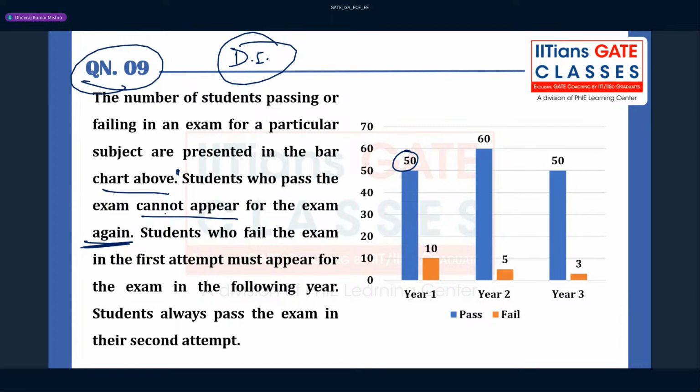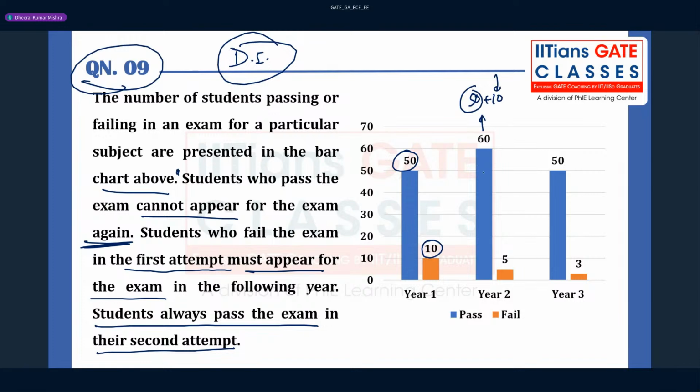Remember, okay. Students who fail the exam in the first attempt must appear for the exam in the following year. Means 10 students here failed, right? So they will be appearing here. So here, out of 60 pass students, there will be 50 students plus 10 students who failed in the last year. You see, they have given that students always pass the exam in the second attempt. So the students who failed in the exam in the first year will be passing. So these are the failed students in the first year.